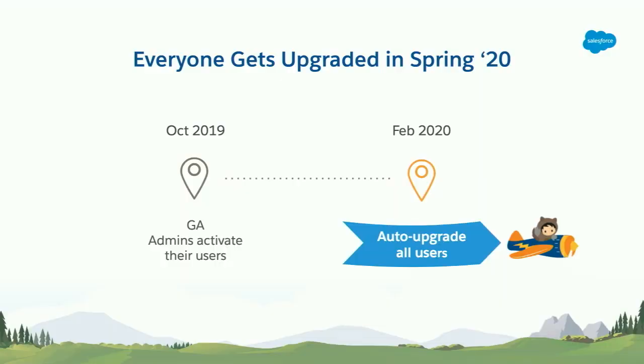All your users will get upgraded to the new Salesforce mobile app in February whenever your org is updated to the spring release. This is a completely free upgrade and no action is required to enable it. Your users don't have to download a new app. They'll get automatically upgraded within the app they already have on their phone.